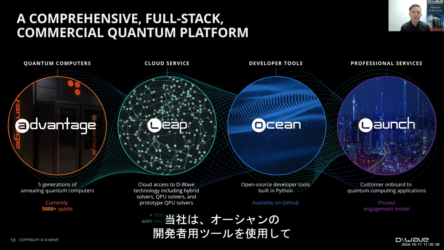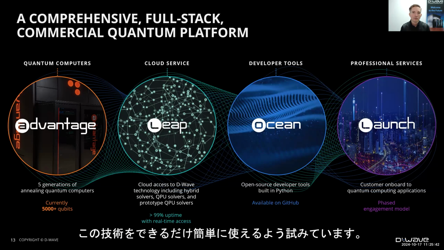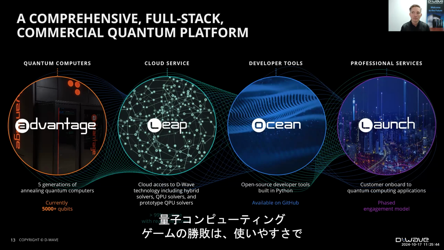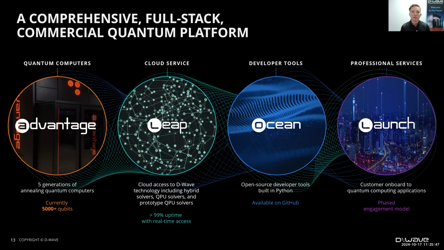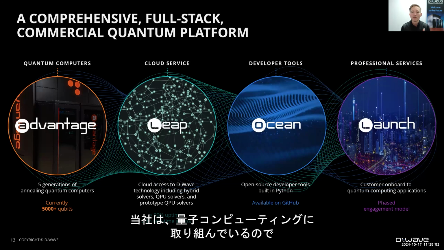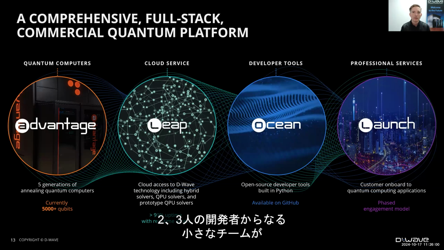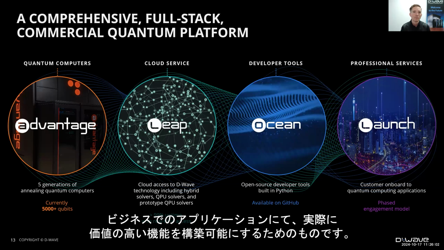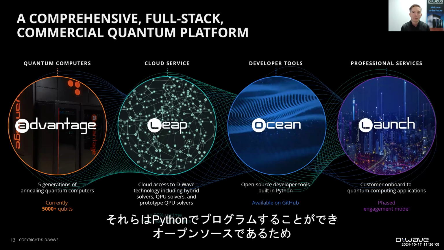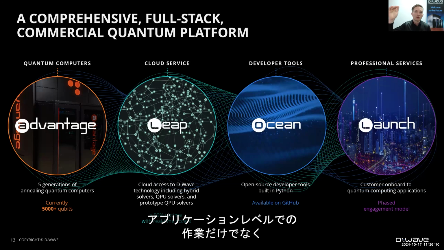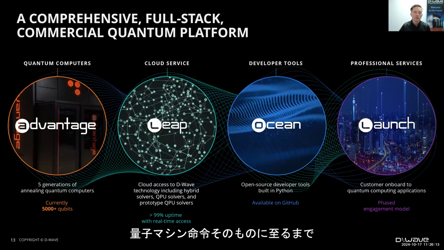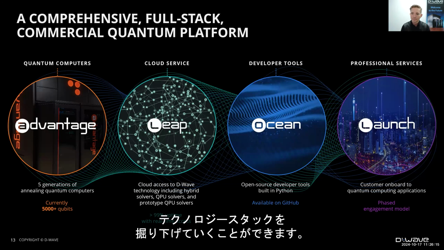We're trying to make it as easy as possible to use this technology with our Ocean developer tools. Quantum computing is going to be won or lost based on ease of use, right? And because we're working on quantum computing, we're tremendously focused on that. So our open source tools available on GitHub are really trying to make it possible for a small team of 2 to 3 developers to build really high value features in business applications. And those can be programmed in Python. And because they're open source, you can work at the application level, but you can also dive down through the technology stack all the way into the quantum machine instructions themselves.